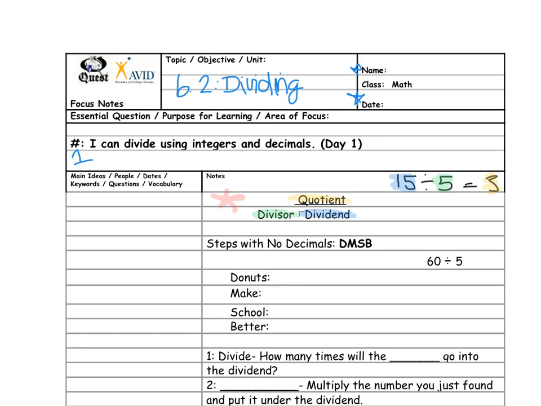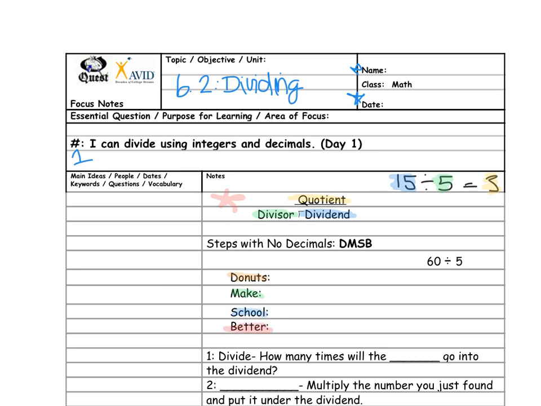Alright, so now we're going to work on some steps to solving a problem that has no decimals. So to help me remember the steps, I wrote donuts make school better, because they do.